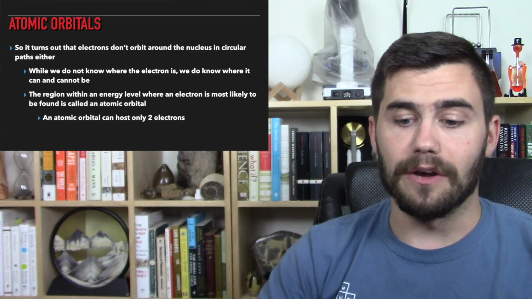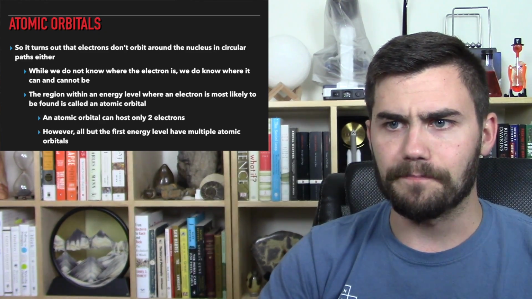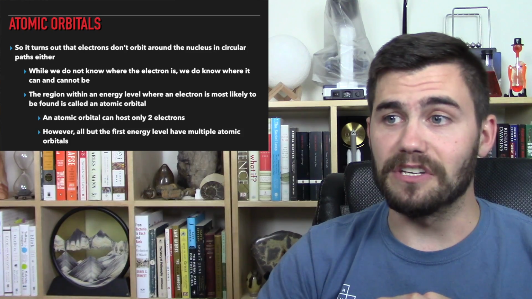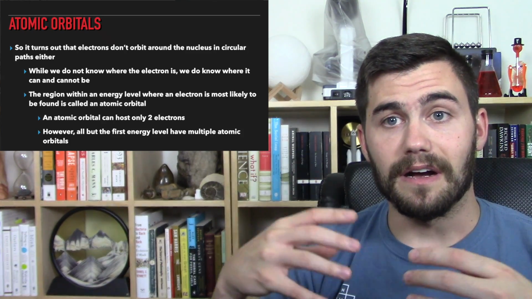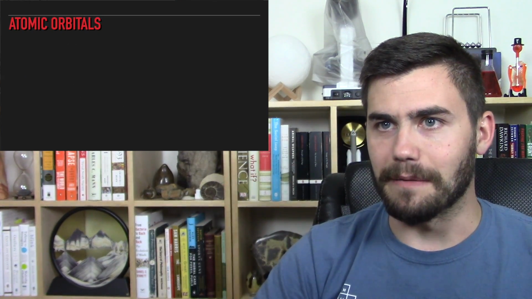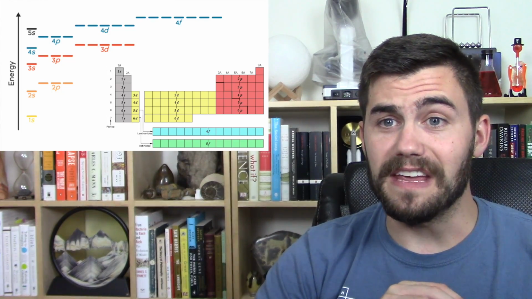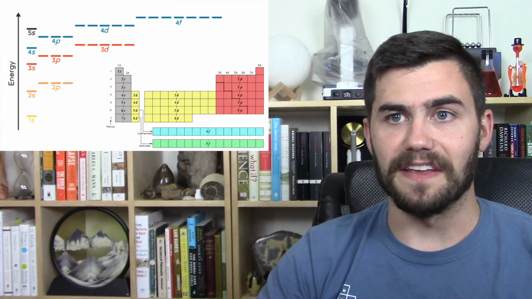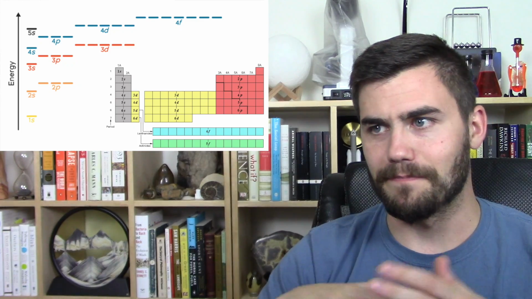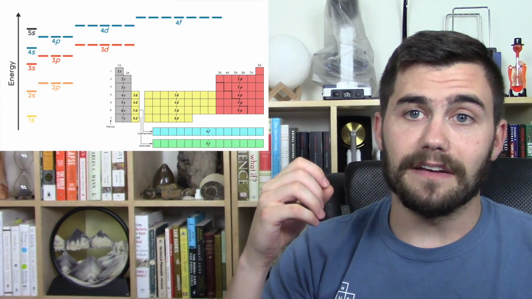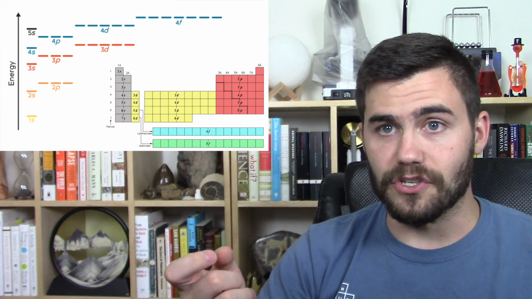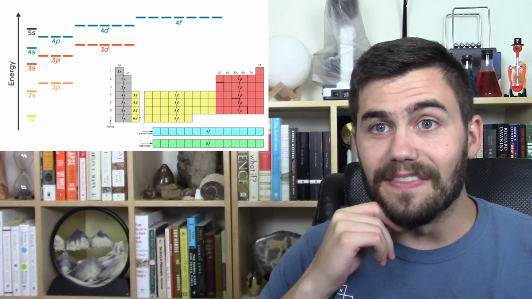And an orbital can only have 2 electrons in it. And it turns out that every energy level can have multiple of these orbitals in it at the same time. So these are the energy levels. There's 1s and then 2s, 2p, 3s, 3p, and so on. The periodic table is actually structured and organized in this way.